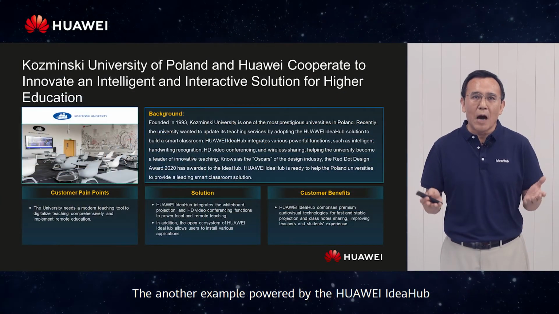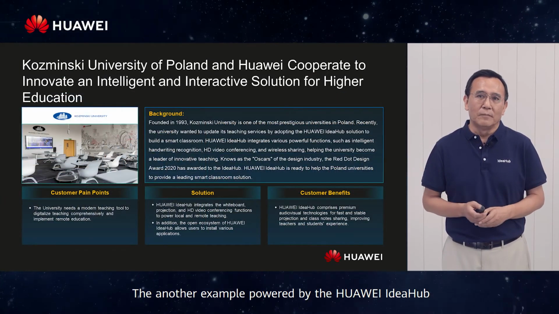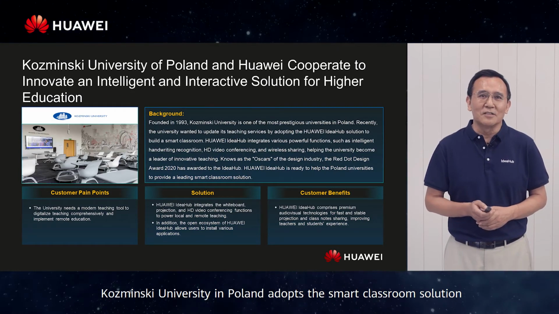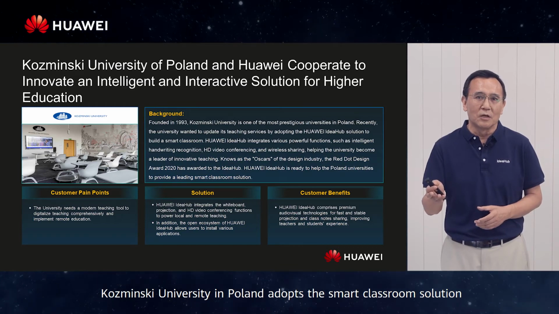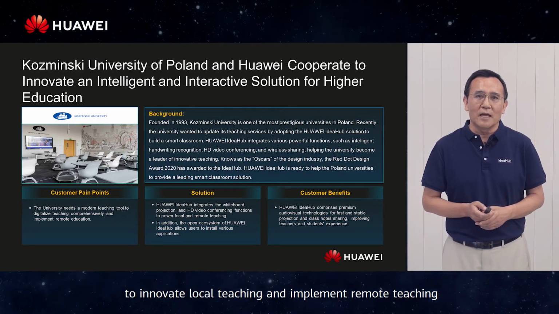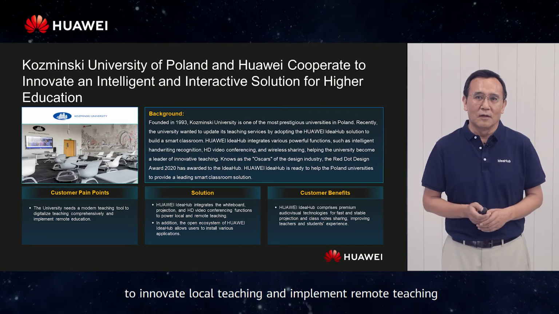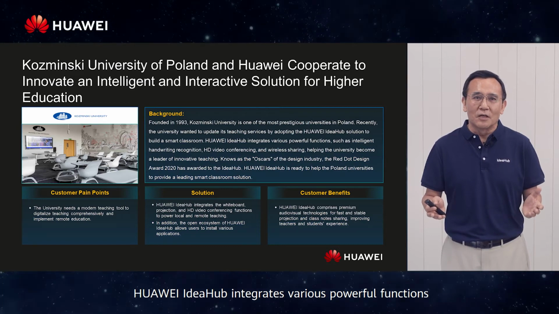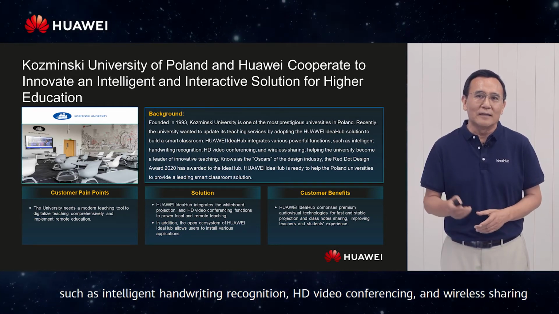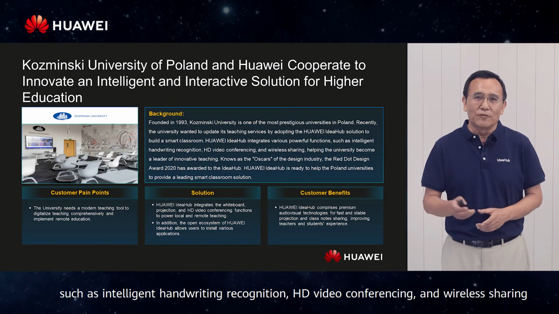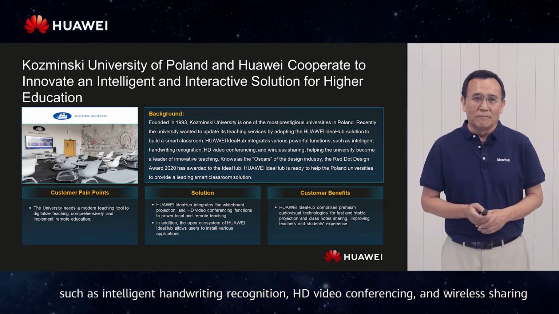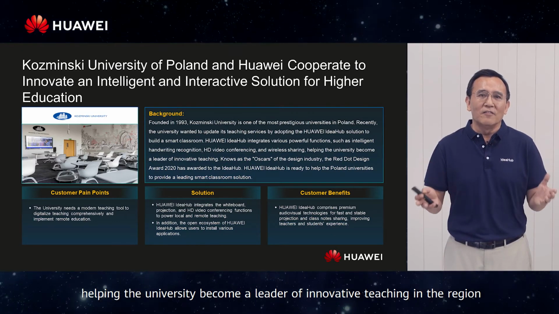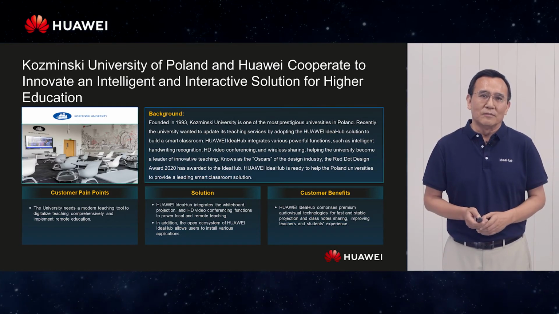Another example is powered by the HUAWEI Ideal Hub. The Kazimierzyk University in Poland adapts the smart classroom solutions to innovate the local teachings and implement remote teaching. HUAWEI Ideal Hub integrates various powerful functions such as intelligent handwriting recognition, HD video conference, and wireless sharing, helping the university become the leader of the innovative teachings in the region.